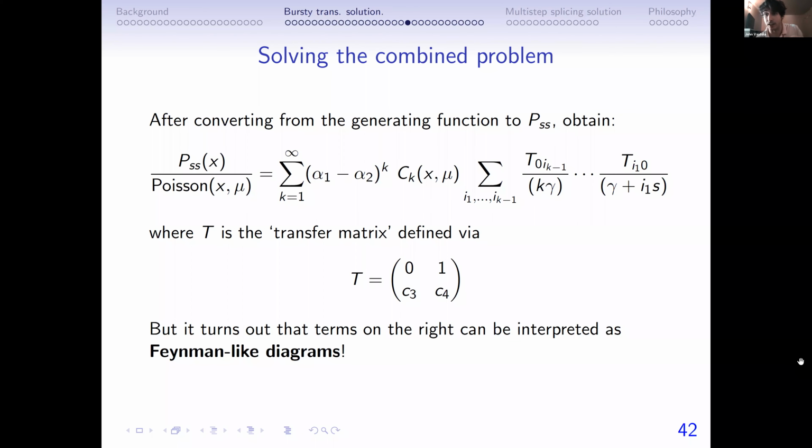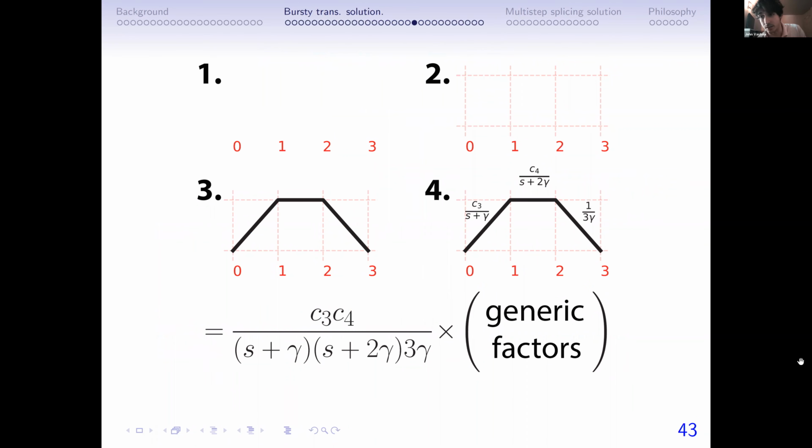So you say, great, I have a solution. We could be done, but something interesting happens. We should not just think about, okay, are we done or not, but what did we just do? What's even happening? It turns out that all the terms in this complicated looking infinite series have a very simple interpretation in terms of pictures. So in particular, here's an example of a term that appears. It's at the bottom, C3 times C4 divided by some stuff times some other stuff.